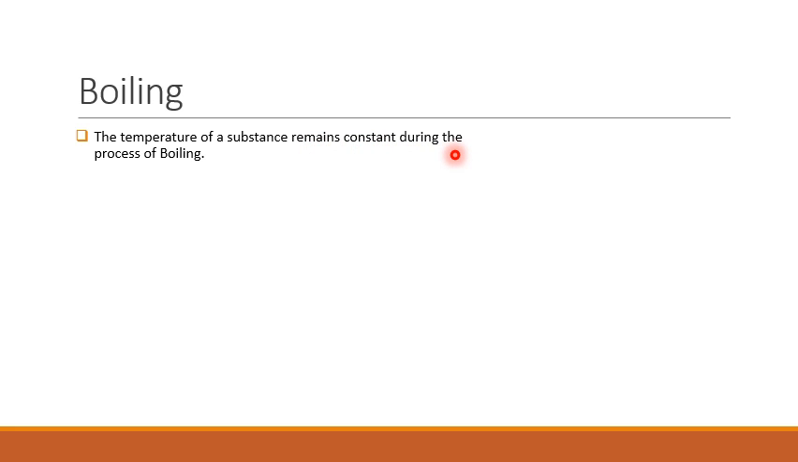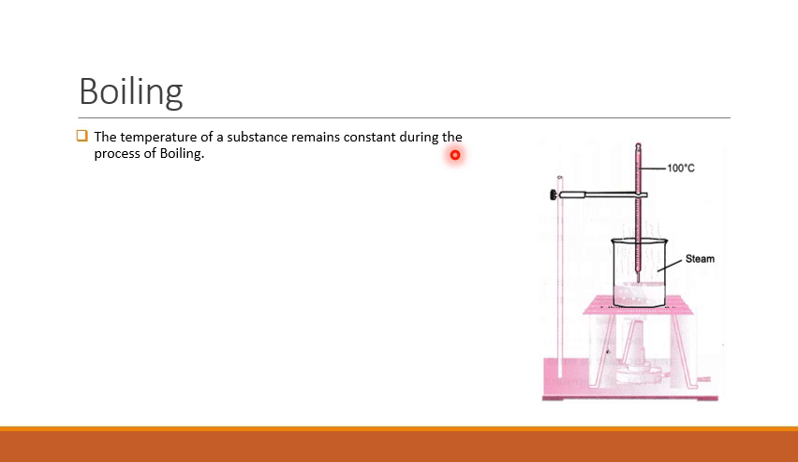So let's see it with the help of an experimental setup. In this setup, we have taken some water in a beaker and then we start heating it up. And when we heat it, it gradually reaches 100 degrees Celsius. And at this temperature, it starts boiling and converting into steam.